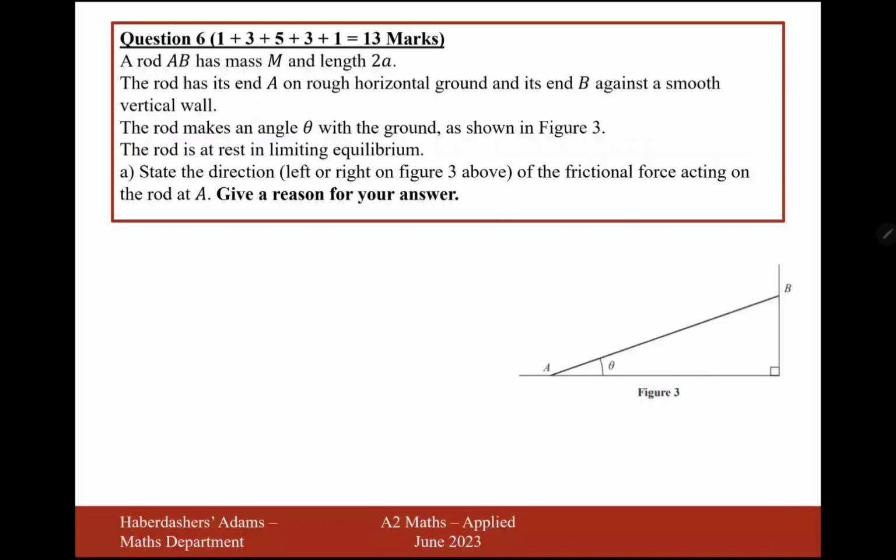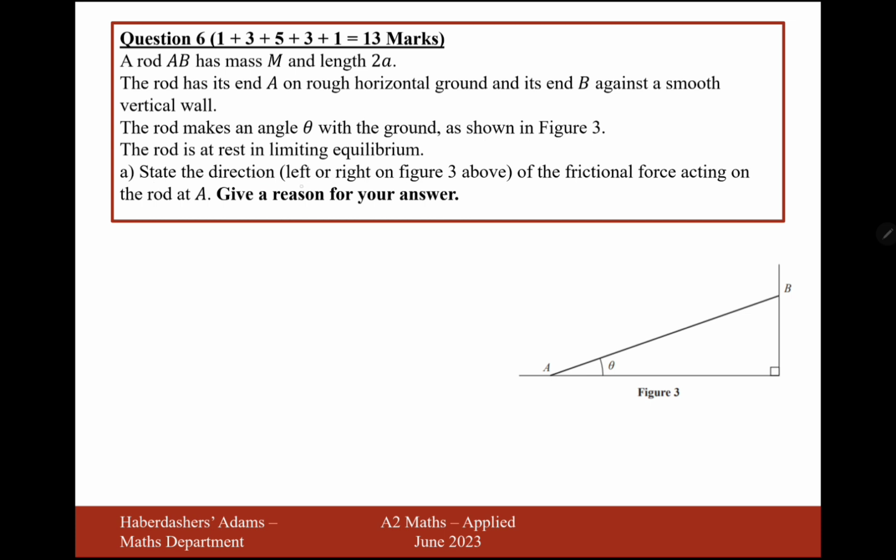Here we're on the final mechanics question 6. A rod AB has mass m and length 2a. The rod has its end A on a rough horizontal ground and its end B against a smooth vertical wall. The rod makes an angle theta to the ground as shown in figure 3. The rod is in rest and limiting equilibrium.